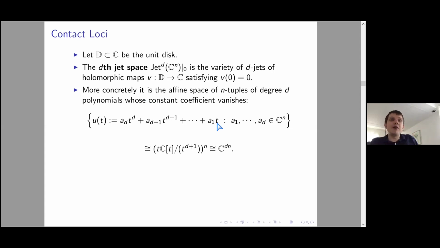So this can be defined more generally for any variety pretty much. And people study that. But I'm just interested in jets of Cn today. Oh, I have a little schematic picture. So like a little wiggly line, a space of wiggly lines described by polynomials.